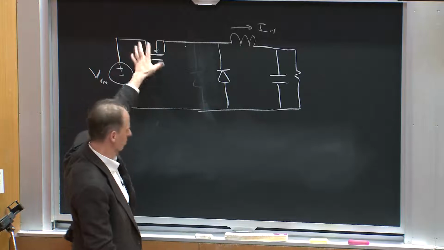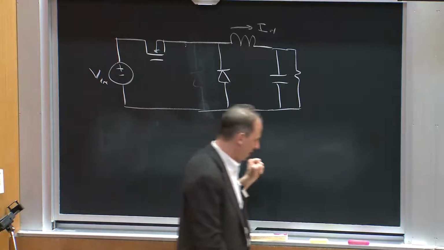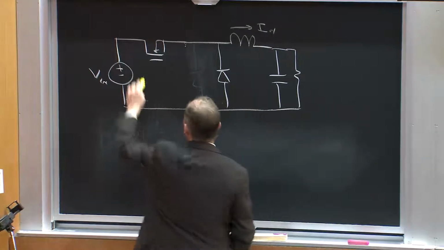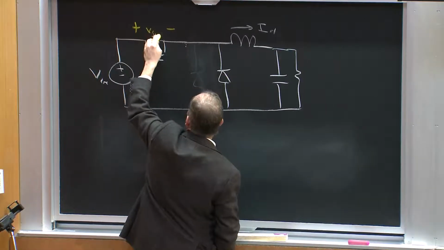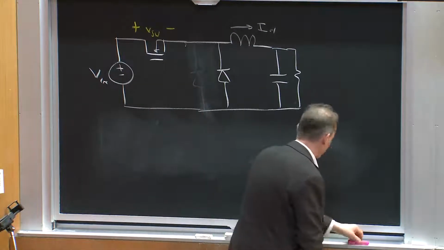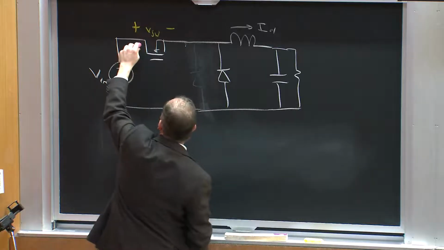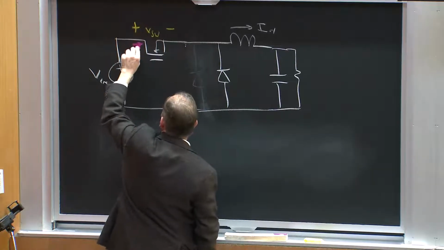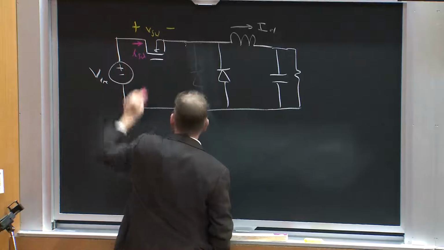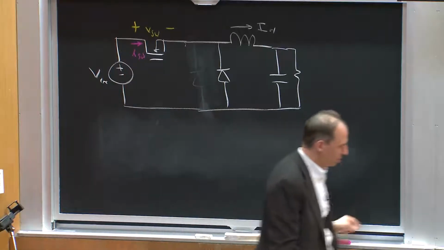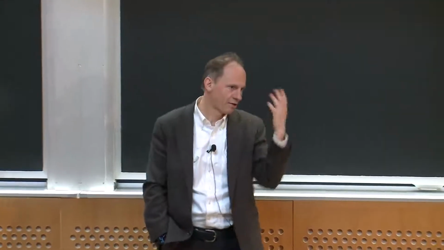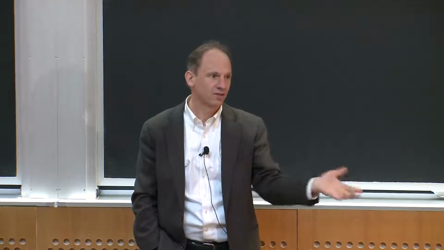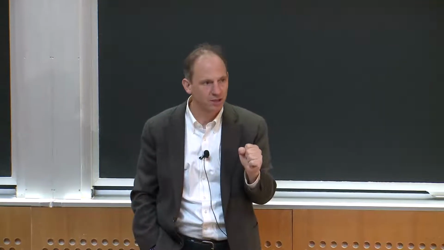Let's focus on the switch here. So I might have some switch voltage that I'll call V switch, and I might have some switch current that I'll call I switch. And when my switch is on, I have I switch squared R on for the switch, and that's how I figure out my conduction loss in my switch.